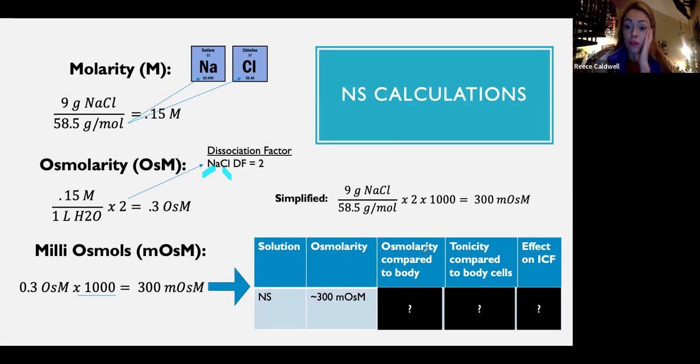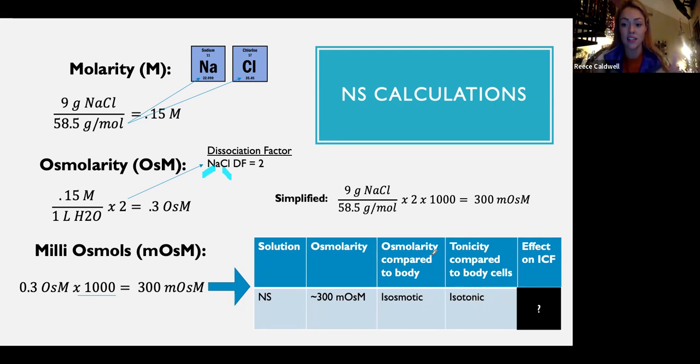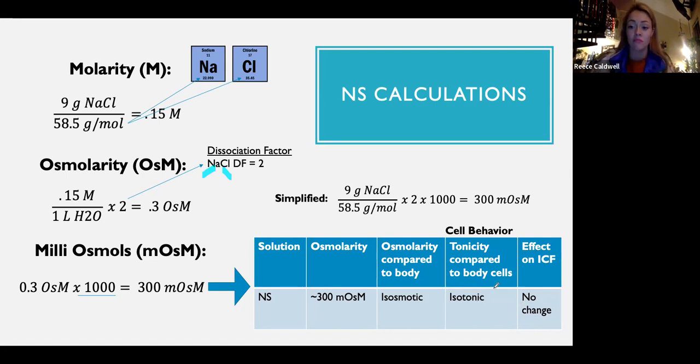What type of osmotic solution would this be? Hypo, iso, or hyper? If you remember back to what I said at the beginning, the body's osmolarity is 300 milliosmoles. What we just solved for was 300 milliosmoles, so that would make it an isoosmotic solution. Same with tonicity, we have an isotonic solution because the body's cells are also at 300 milliosmoles. Tonicity is what determines the cell behavior, and an isotonic solution is going to cause the cell to remain the same or have no change. That's the effect on the intracellular fluid. All right, awesome. So that's the first column of the chart. Let's go ahead and move on.